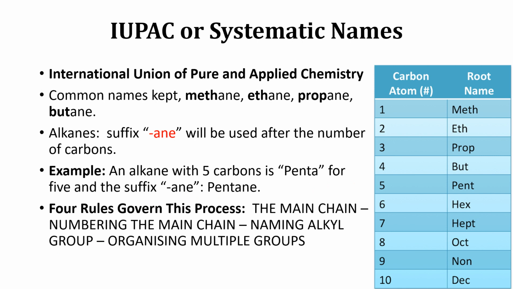IUPAC stands for International Union of Pure and Applied Chemistry. Common names kept are methane, ethane, propane, and butane. Meth, eth, prop, and but in these names are the root names. The suffix "ane" will be used after the number of carbons. For example, an alkane with 5 carbons is penta for 5 and the suffix "ane" will be used, so the compound will be called pentane. Four rules govern this process: main chain, numbering the main chain, naming alkyl groups, and organizing multiple groups. Let's look at them one by one.